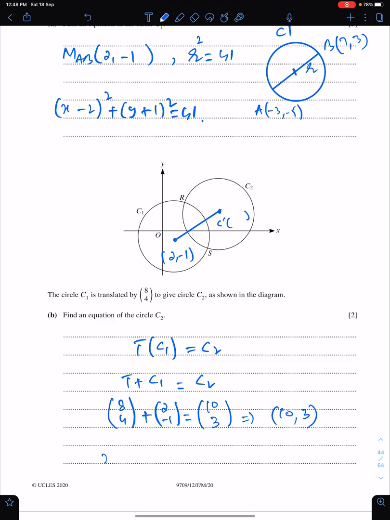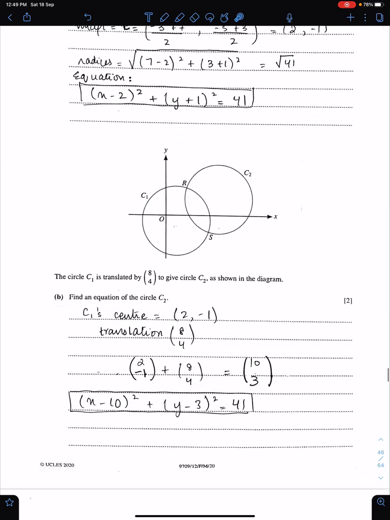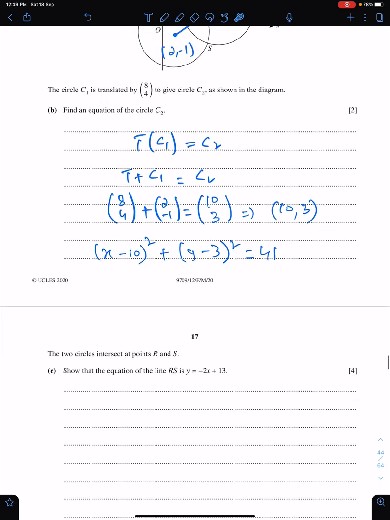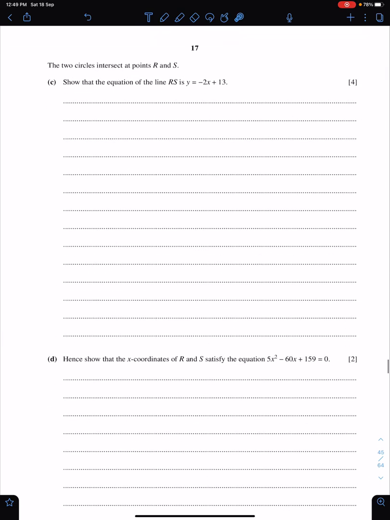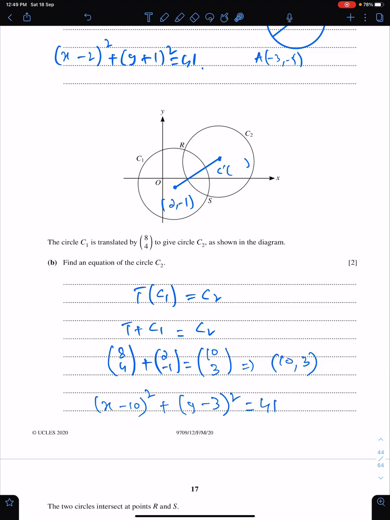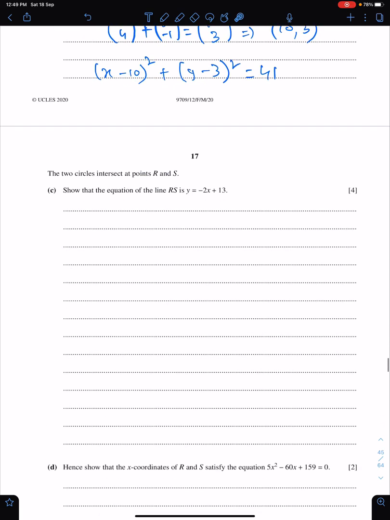So the equation of this circle 2 will be (x - 10)² + (y - 3)² = radius squared, which is 41. Because in translation we get congruent objects. I mean the image and the object are both congruent. Check the equation. Here is the equation. Next part. The two circles intersect at R and S. We need to show that the equation of RS is this.